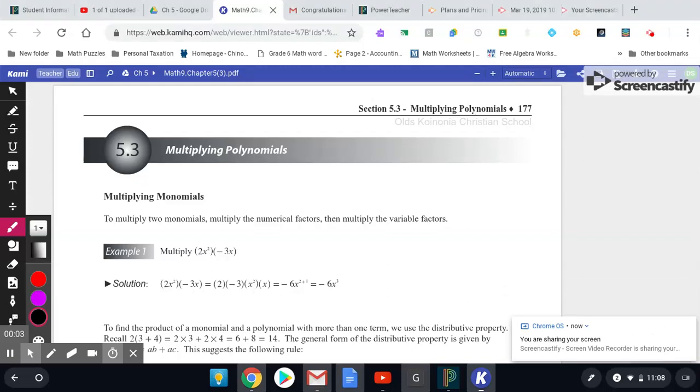All right, we're going to multiply polynomials. So to multiply polynomials, you're going to have two monomials. That's a one term times one term. We're going to multiply the numerical part, the numbers, and then the variable factors. So when I do this, I write in this order. I do my sign, then my coefficients, and then my letters. Now letters are better called variables, but that's okay.